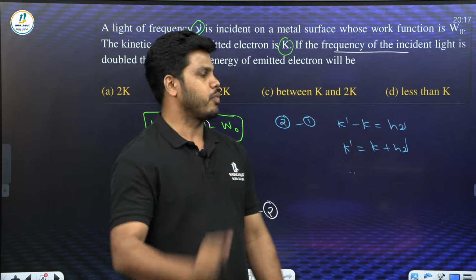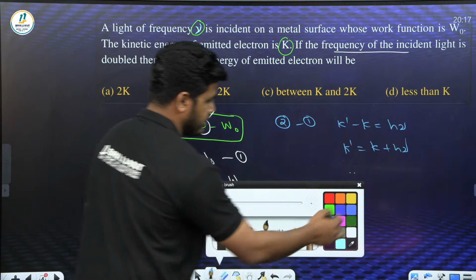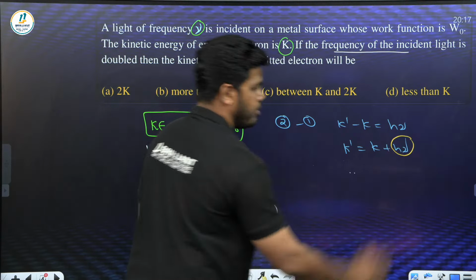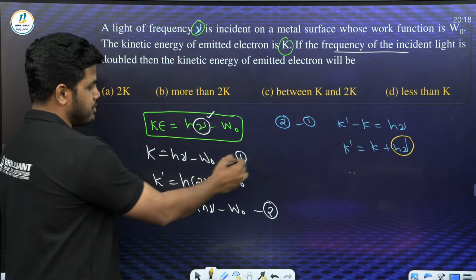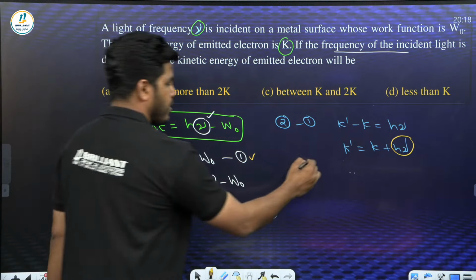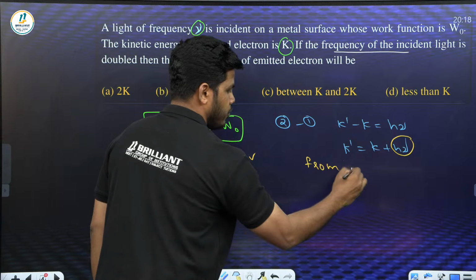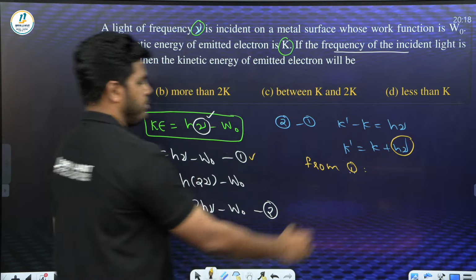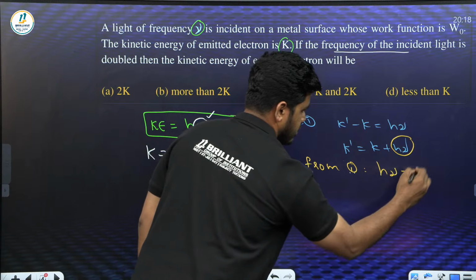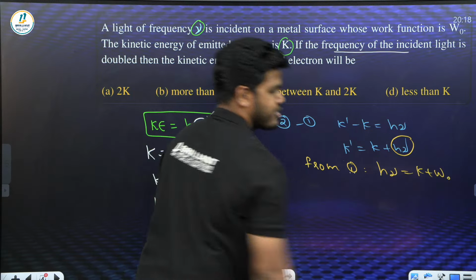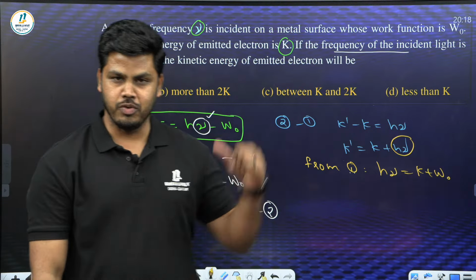But we are still not sure about this hν. How much will this hν be? From equation number 1, what is hν? I say hν is equal to K plus work function, correct? K plus work function. Look at the first equation.